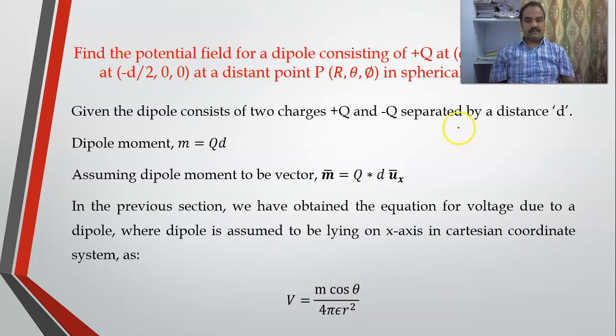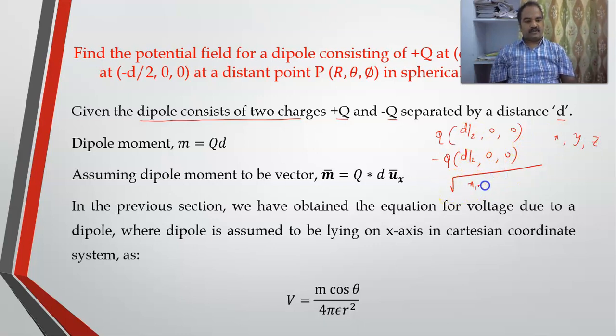Now we will start with the basic concepts. Given the dipole consists of 2 charges, plus q and minus q, which are separated by a distance d. They have already said that plus q is at d by 2 comma 0 comma 0, and minus q is at minus d by 2 comma 0 comma 0. I'll assume that these are xyz coordinates. So what is the distance between these two?